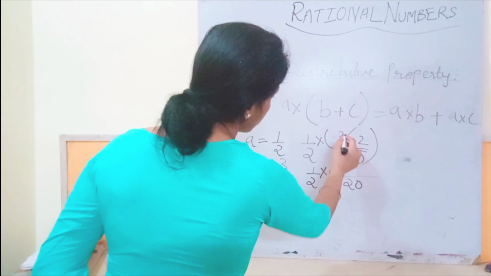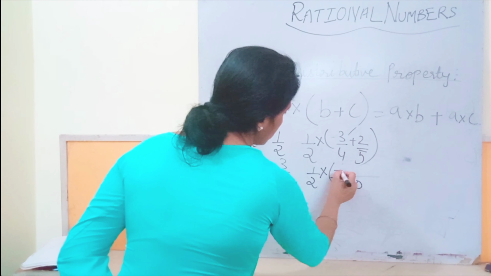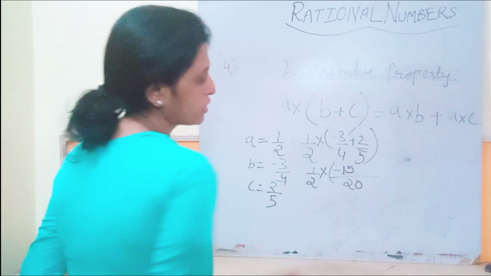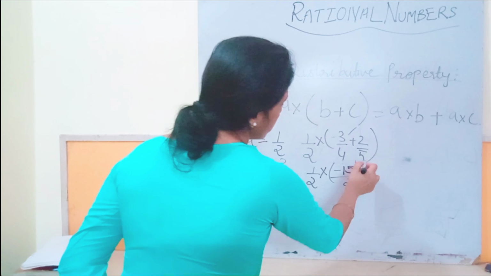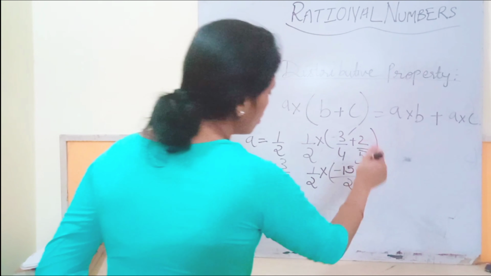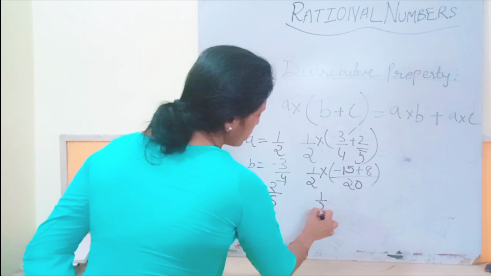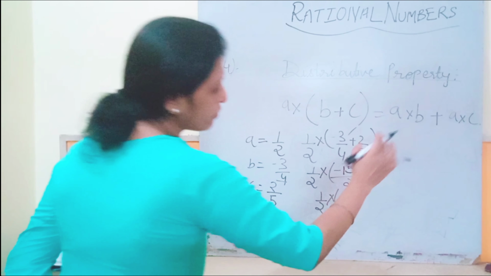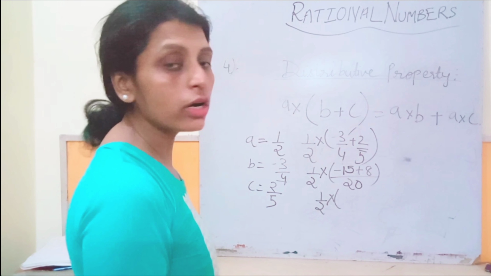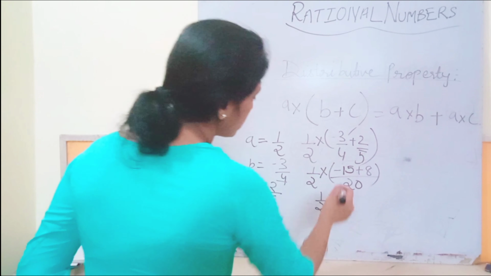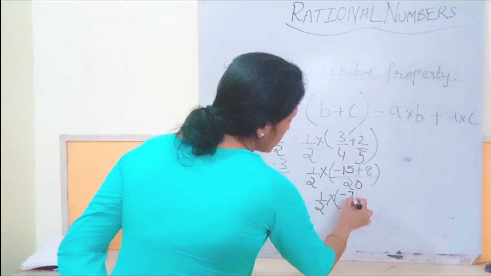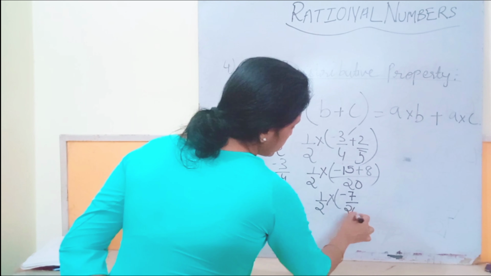So we are going to multiply 5 in the numerator and it will become minus 15. Plus, in 5's table 20 comes 4 times. So here 4 2's are 8. Okay. Now 1 by 2 into minus 15 plus 8 will be minus 7, as the bigger number is having negative sign. So minus 7 upon 20.